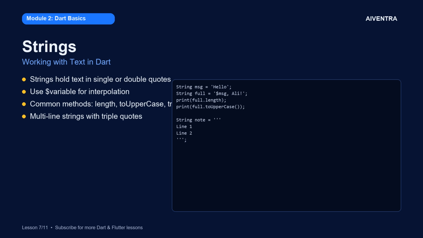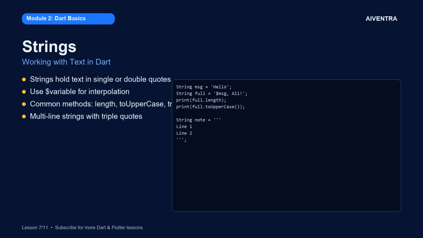You can create a string with single quotes or double quotes. Both work the same way. For example, string message equals "hello". If your text contains an apostrophe, use double quotes on the outside, or escape special characters with a backslash.